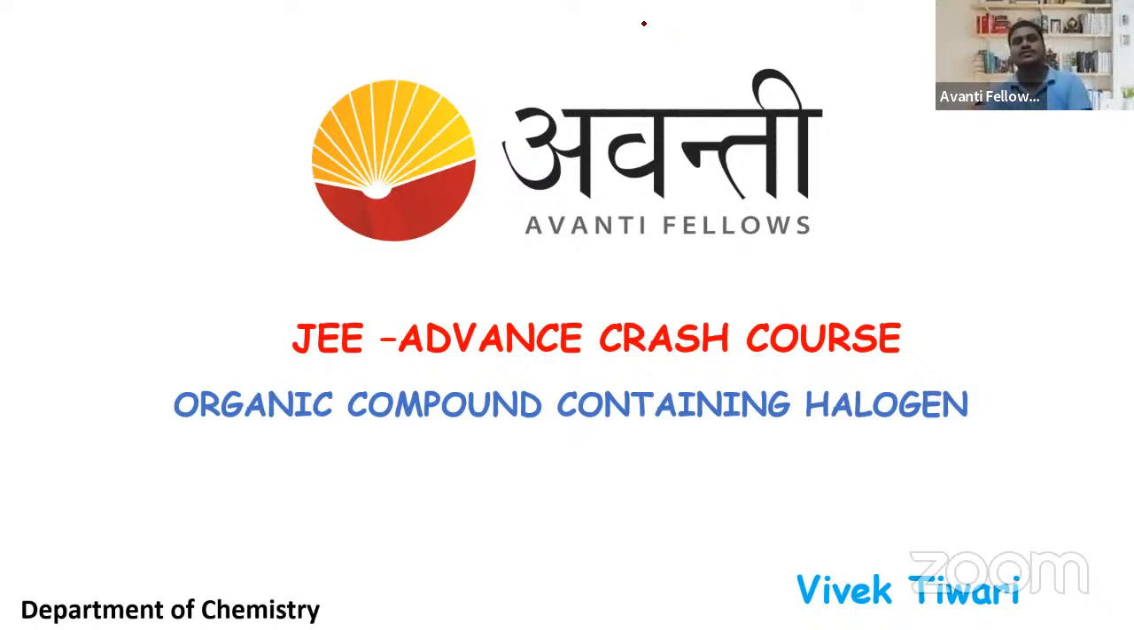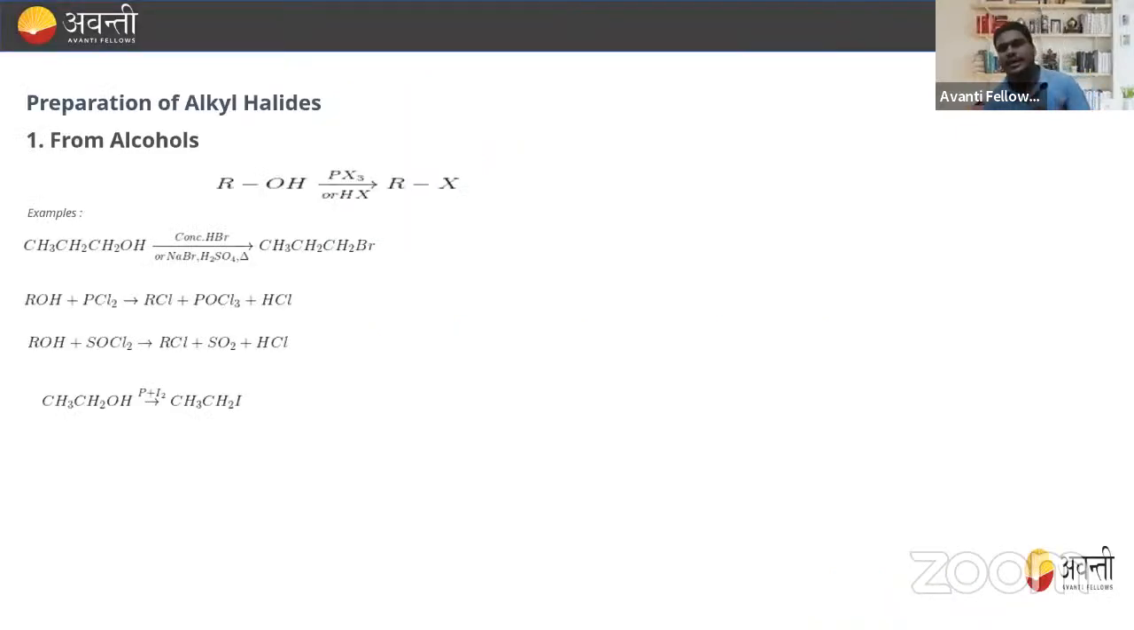Okay. So let's start with today's class. In the first few slides, we are going to see the preparation of alkyl halides, that is, how we should prepare alkyl halides. We can prepare alkyl halides from alcohols. This is one of the best methods, because when we treat the alcohol with thionyl chloride, that is SOCl2, it gives us the alkyl halide.